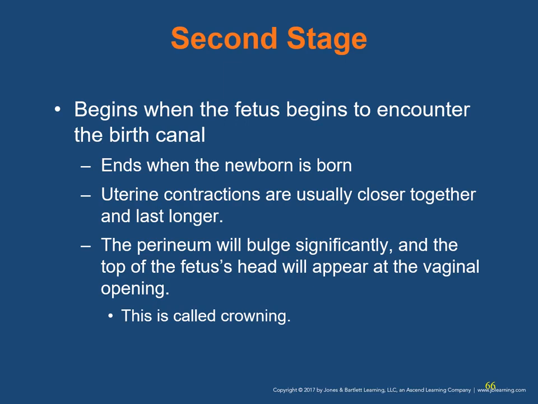The second stage of labor begins when the fetus begins to encounter the birth canal and ends with the delivery of the newborn, spontaneous birth. During this stage, you will have to make a decision about helping the woman to deliver at the scene or providing transport to the hospital. Uterine contractions are usually closer together and last longer. Under no circumstances should you let the woman sit on the toilet. The perineum will begin to bulge significantly, and the top of the fetus's head should begin to appear in the vaginal opening. This is called crowning.